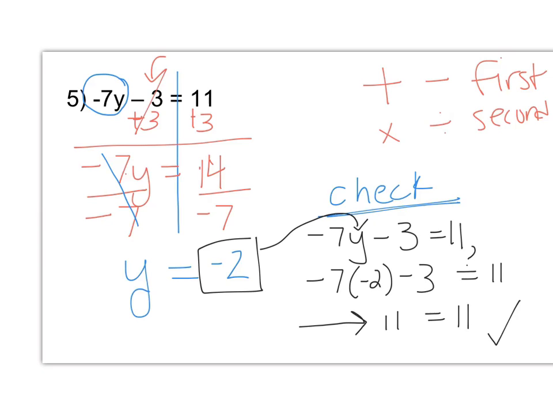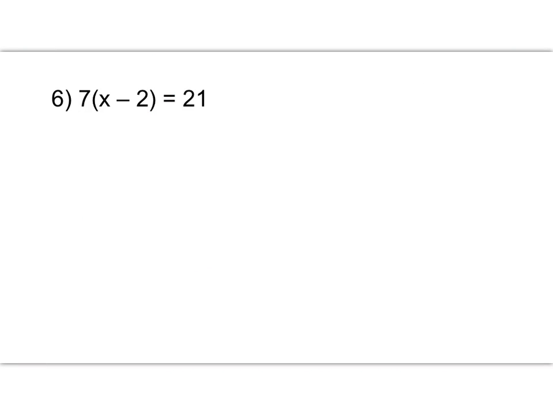This is the step that shows you finished your check, when one side is equal to the other. All right, let's move on to the next one. Okay, so here I have another equation where there is a number outside of parentheses that tells me that I am going to have to distribute.